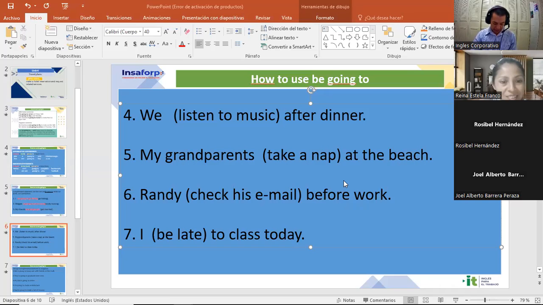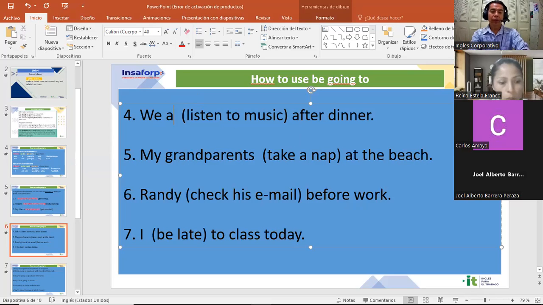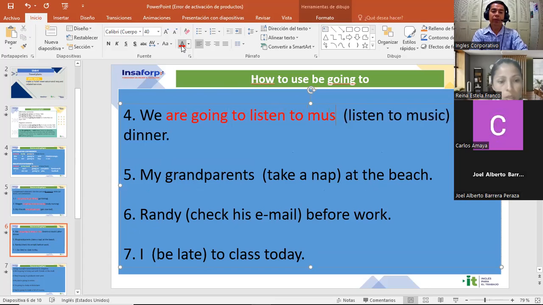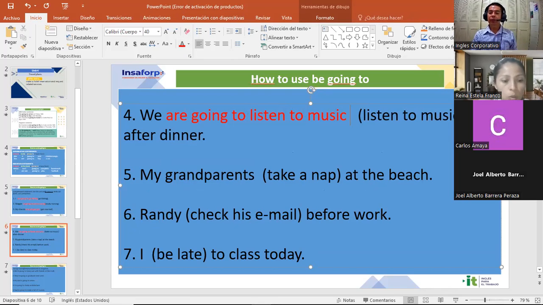Okay, number four, right? Nos quedamos con, perdón tanta interrupción, Giovanni ya me hizo una, Carla va en ruta, Mr. Amaya, please, Carlos, JC. Number four, Carlos Amaya. We are going to listen to music after dinner. Bueno, ahí está after dinner. Okay.